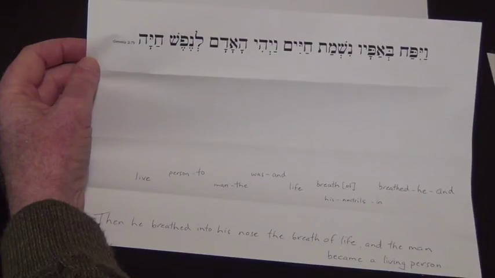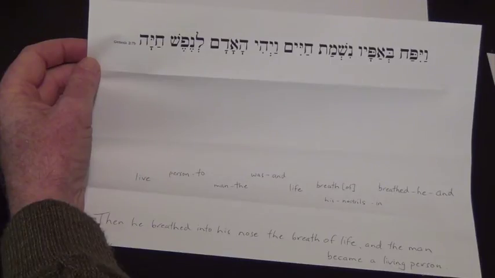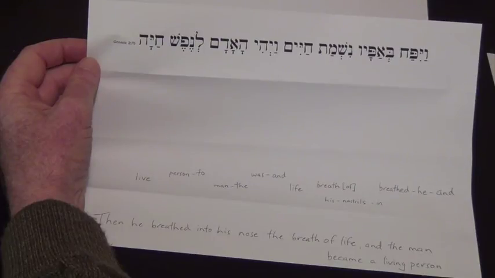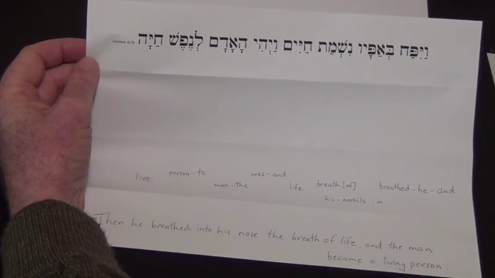So, yes, Goodman said an animated body. And we might say a living person. That's the translation that I've chosen here. And that actually comes from the New Living Translation. The man became a living person.